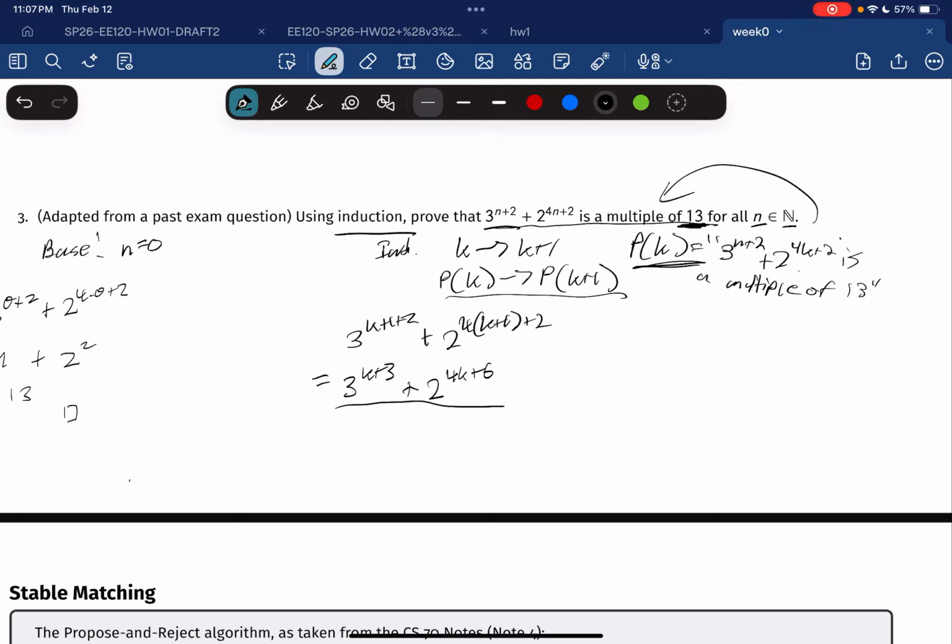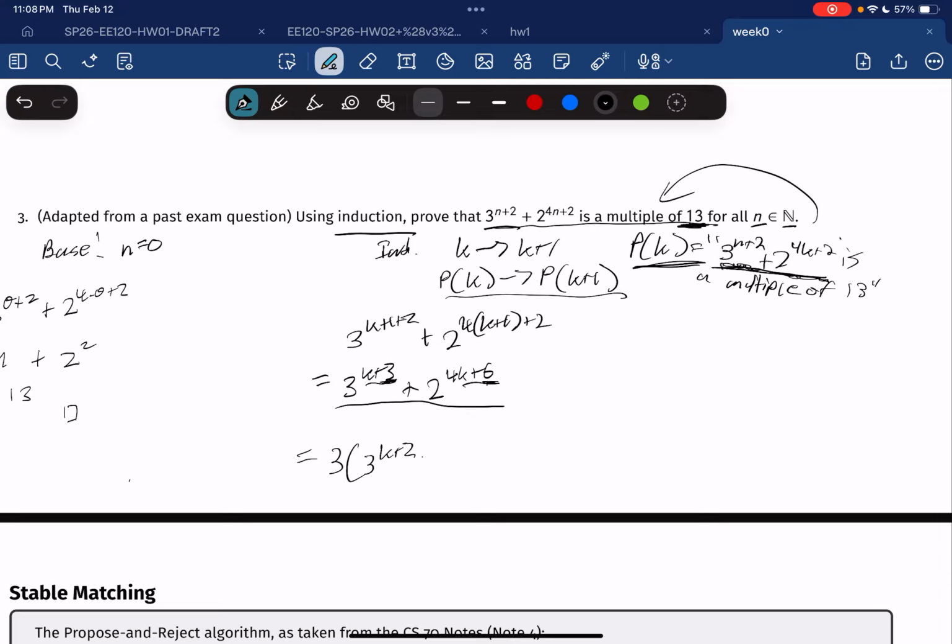The trick here is we use the fact that we know anything in this format is a multiple of 13. So we want to turn these exponentials into something in the form of 3^(k+2) + 2^(4k+2). In this case, we want to turn this exponent 3 into a 2, and this exponent 6 also into a 2. So let's begin. We do that by first multiplying a 3 out. So we have 3 times 3^(k+2).